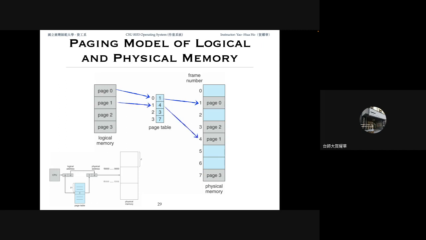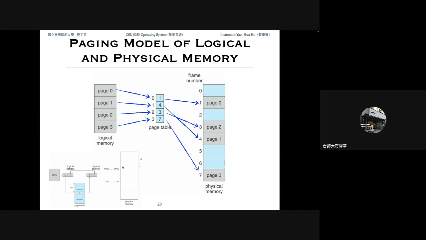For page 1, based on the page table, I'm going to refer to frame 4. Frame 4 is where I store my page 1. Page 2 is stored at frame 3, and page 3 is stored at frame 7. So this is how you get from page to frame.